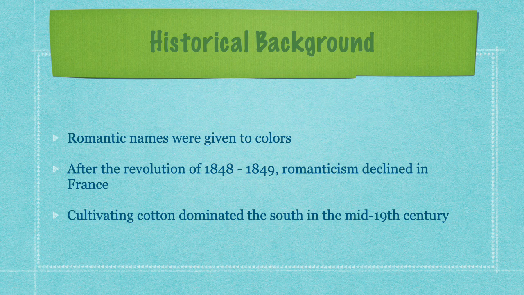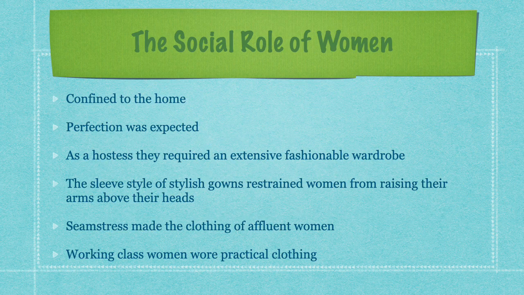Cultivating cotton dominated the South in the mid 19th century. Women were confined to the home. There were limitations to the activities of affluent women. Most of their time was spent entertaining in the home for their husbands' guests. Because of their hostess role, the costume was filled with fashionable clothing. The clothing of affluent women was made by seamstresses.